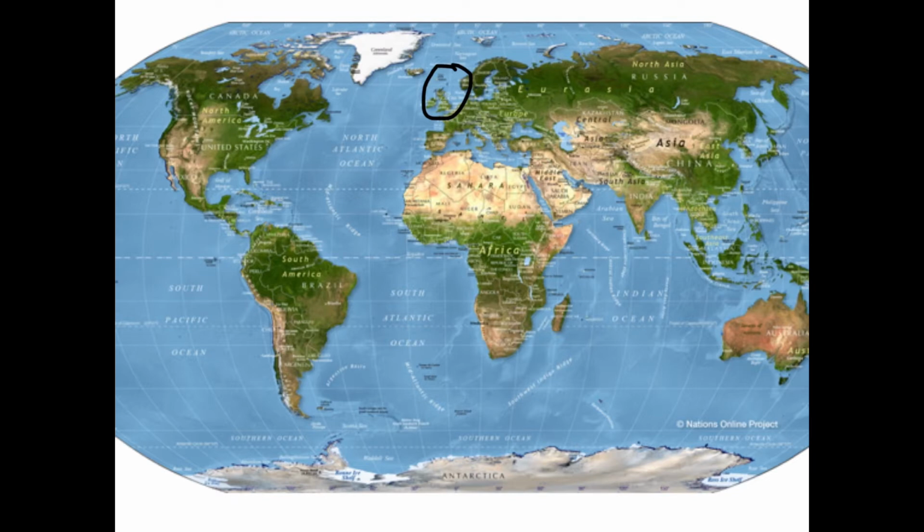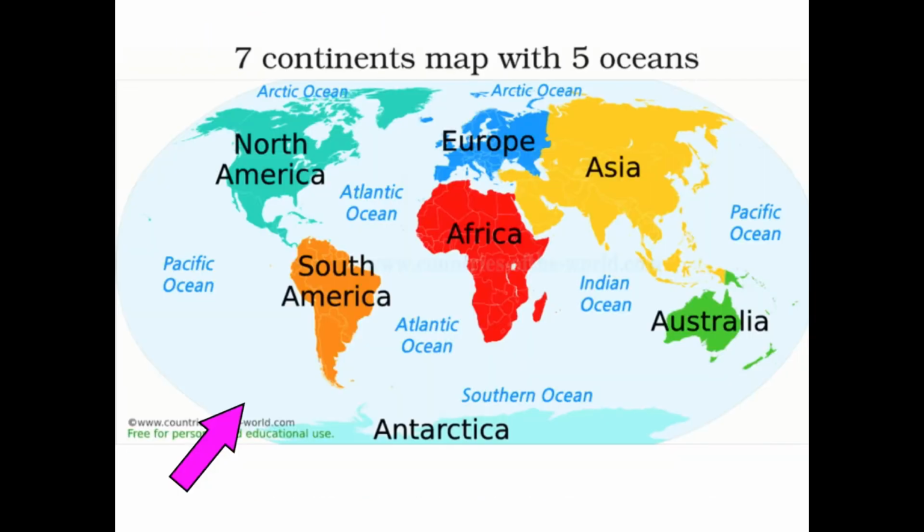Now today we're going to find out the names of the big blocks of land, and they're called the continents. And there are 7 continents all together. So I'm going to use the arrow to show you the names of the different continents, and we'll start with the one that we live in. So we live in Europe. All this blue here is Europe, and our country, United Kingdom, is part of the continent of Europe.